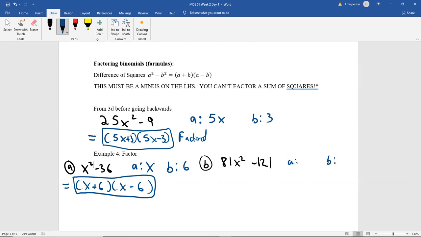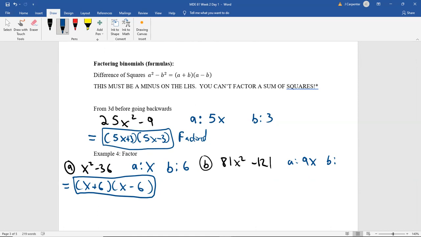But 81x squared minus 121. All right, so that first term has got a number and a variable. Just think about them independently. And you get used to this one really quickly. For the x squared, you know it's going to be an x. For the 81, now you can think about what number times itself makes 81, or you can just say, what's the square root of 81? Well, it's 9. 9x.